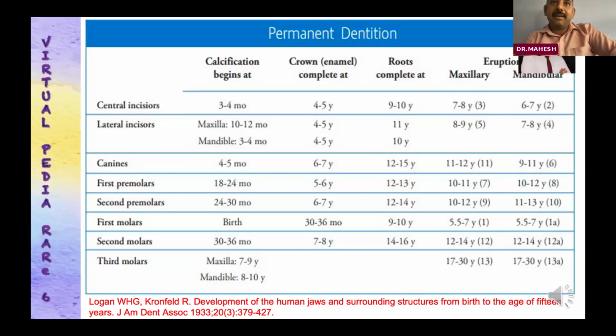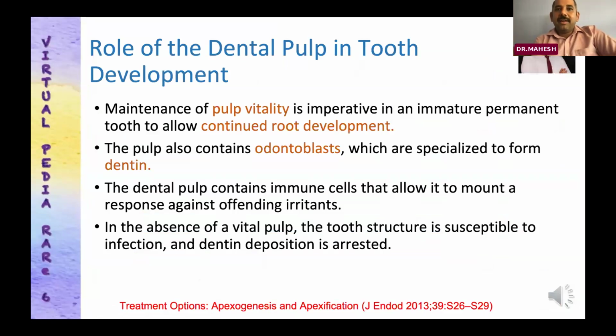This is the first landmark article published in 1933 in JADA that shows the stages of complete tooth eruption. So for a tooth to erupt, what is the major thing? The major thing is your vital pulp. If you maintain a vital pulp, that's going to help your immature tooth to complete root development.